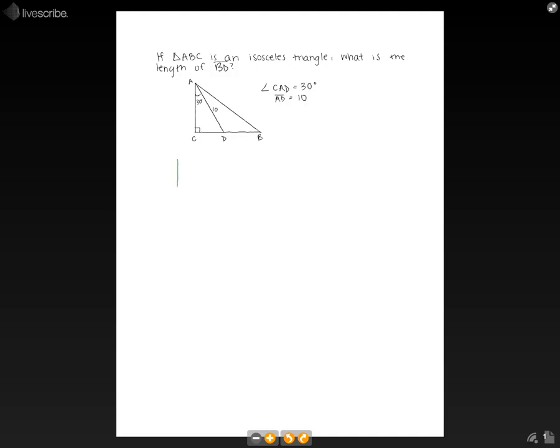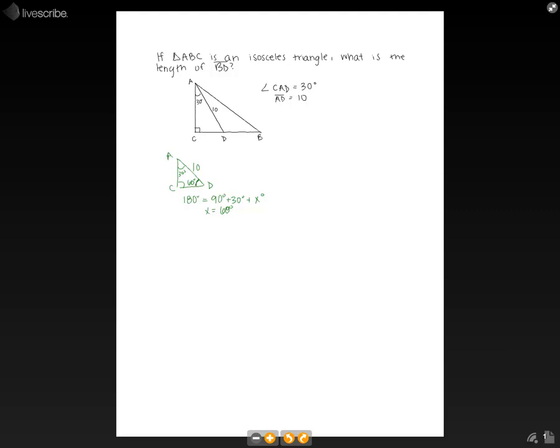So first let's look at just the little triangle. So A, C, and B, we have 30 degrees here, and this is 10. So if we want to find this other angle right here, we know that all of the angles in a triangle have to add up to 180 degrees. So that should equal 90 degrees plus 30 degrees plus our unknown. So when you solve for x, x equals 60 degrees. So we have a 60 degrees there. So we have a 30, 60, 90 triangle.